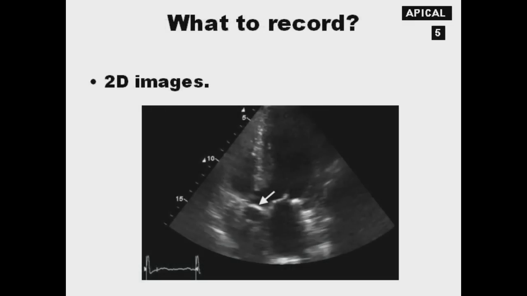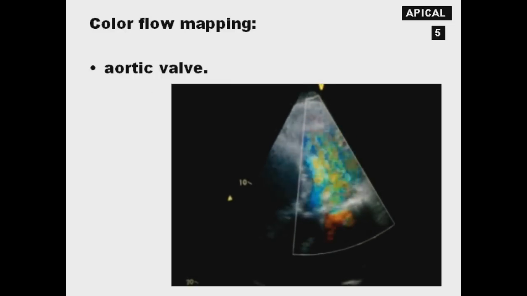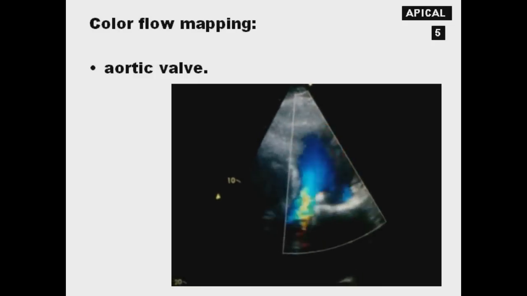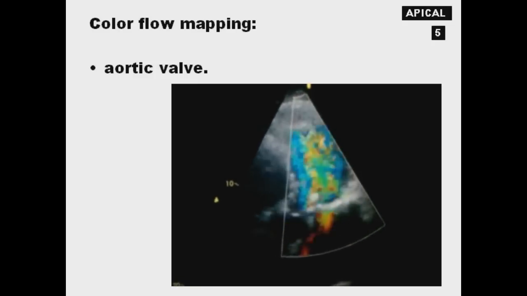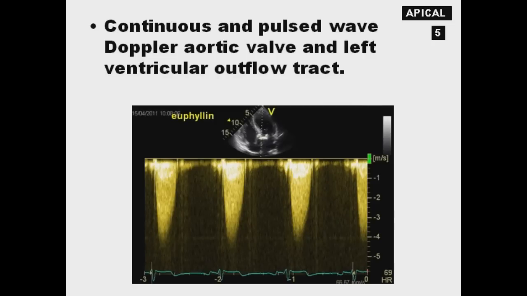Calcifications of the aortic valve are easy to diagnose with 2D images in this view. The 5 chambers view is the best for spectral Doppler of the aortic valve. The aortic valve is a very important cardiac structure with dangerous pathologies that need an early diagnosis because of multiple bad consequences.